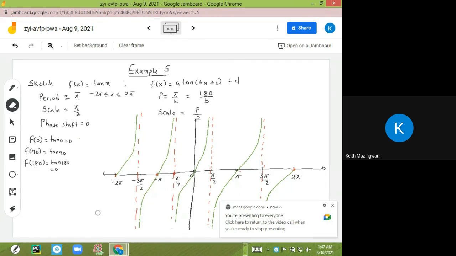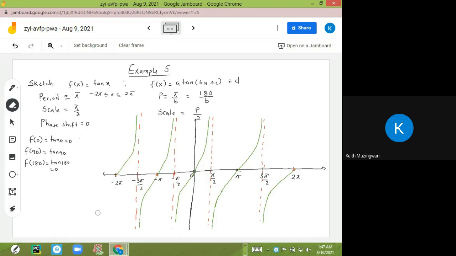So for tan, the period has changed. It's now pi over b, 180 over b, because tan completes its oscillation within 180. And so the scale also will just be looking for 2 points, so just dividing it by 2.